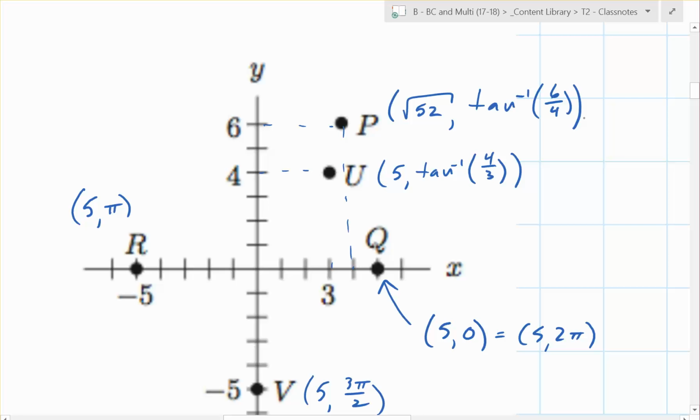So could you use your calculator to get those exact angle measures in radians or degrees? Absolutely. But for now, we just want to know where they come from.